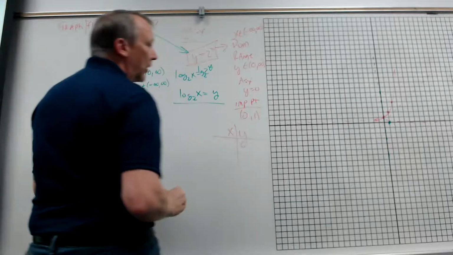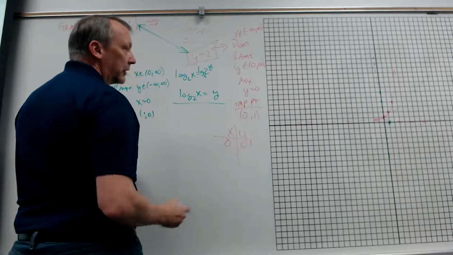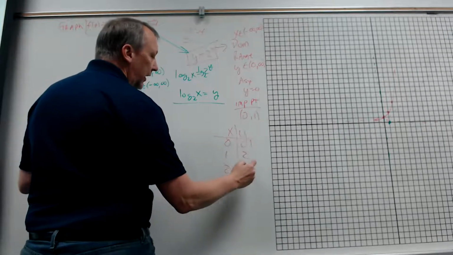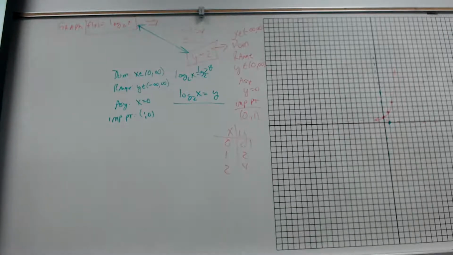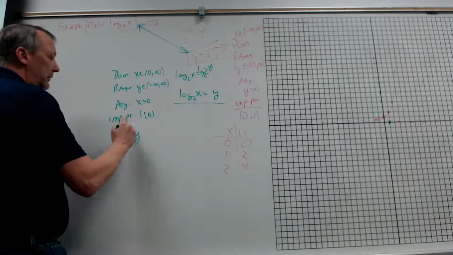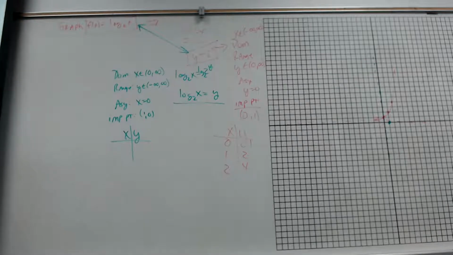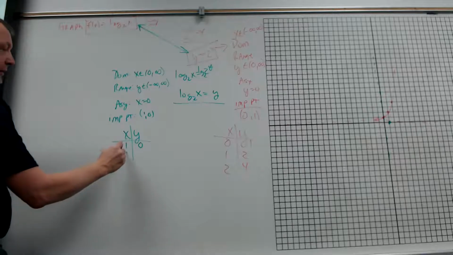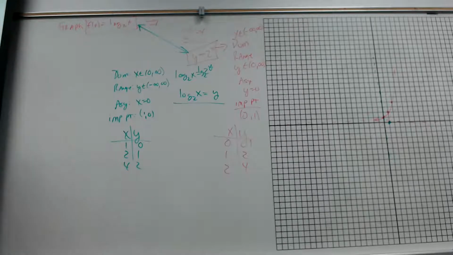An x y table. We know if x is 0, y is 1. If x is 1, y is 2. If x is 2, y is 4. Correct? So that would mean if I did an x y table over here, what do I put for my x and y table? The opposite, meaning x values would be what? So 1, 0; 2, 1; and 4, 2.